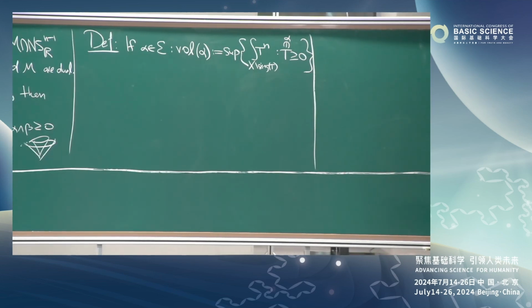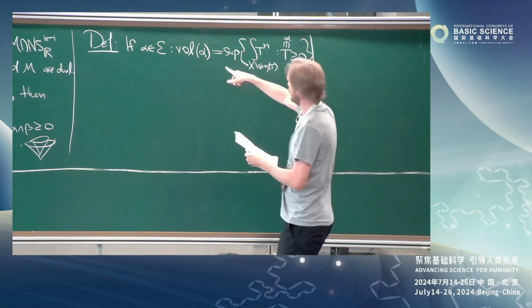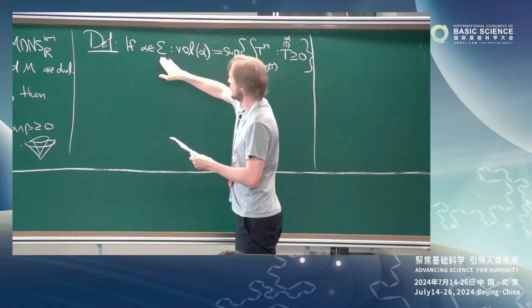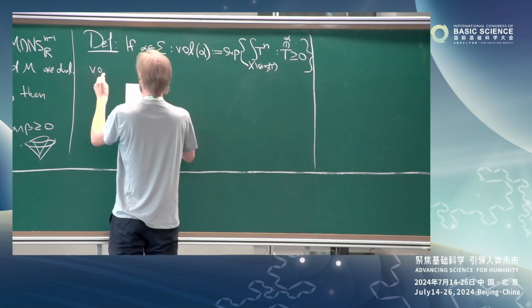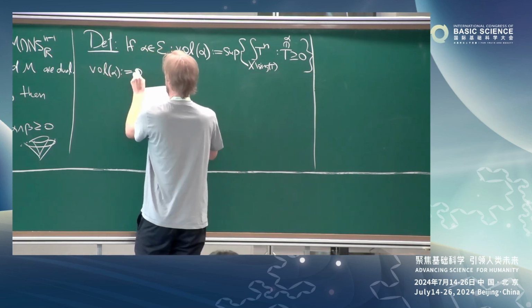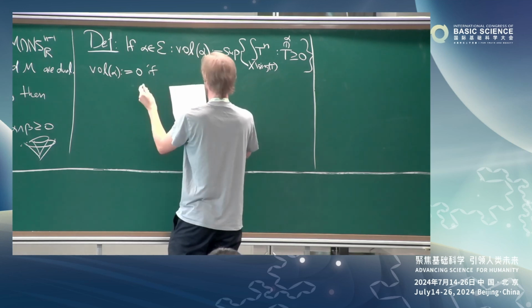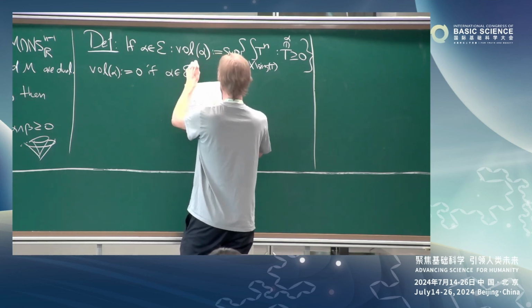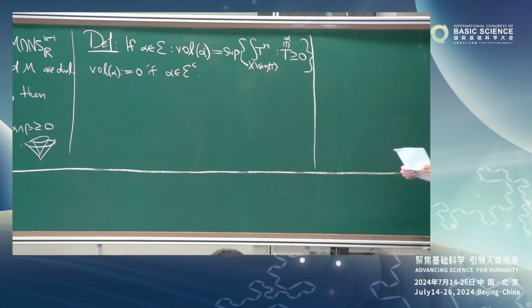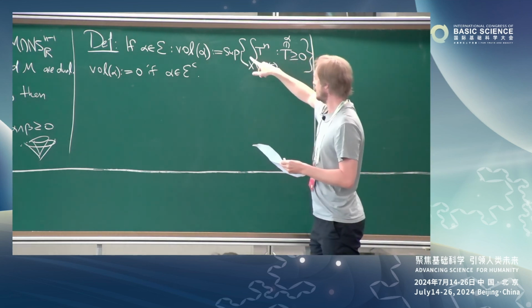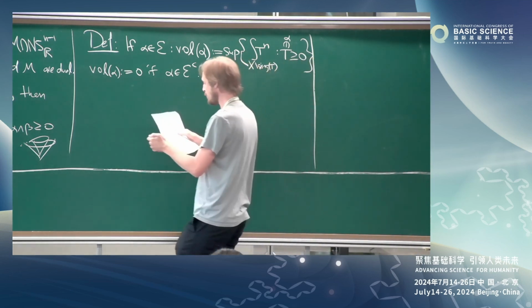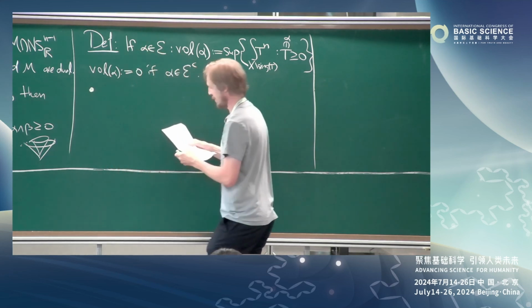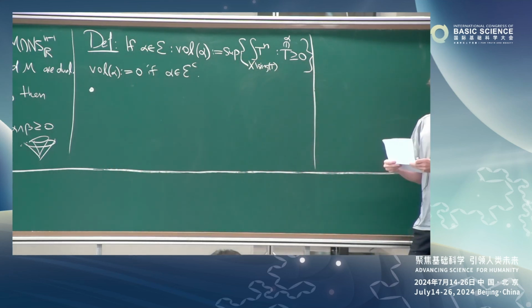Okay, and then if the class isn't pseudoeffective, I just let the volume be 0. Okay, so this was introduced by Boucksom, I believe in his thesis, and he shows two important things about this function.